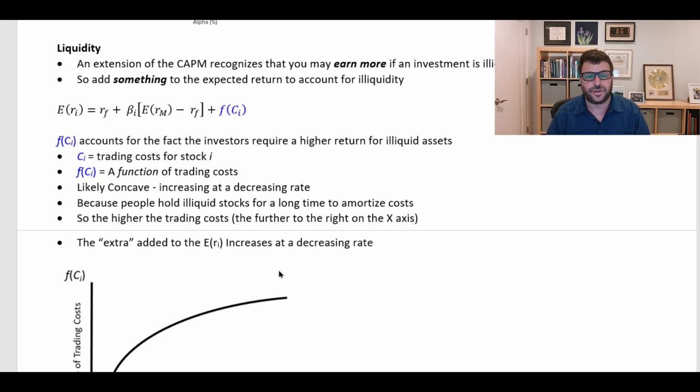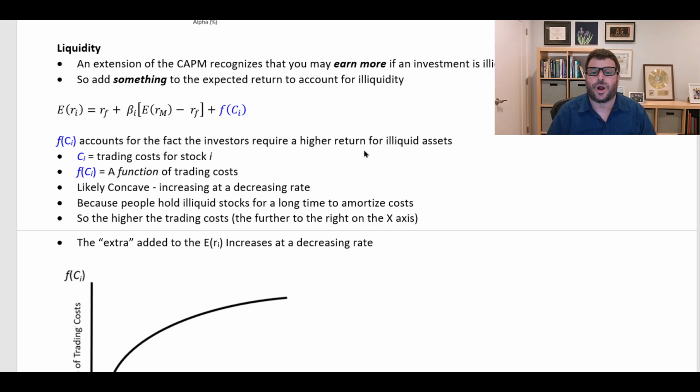So an extension of the capital asset pricing model recognizes that you may earn more if an investment is illiquid. So I'm going to add something to the expected return on the CAPM to account for illiquid assets. And that's going to increase the expected return by some factor, by some function for liquidity. And so that accounts for the fact that there is some trading cost for a stock, and that could be a price hit, generally it's a price hit.